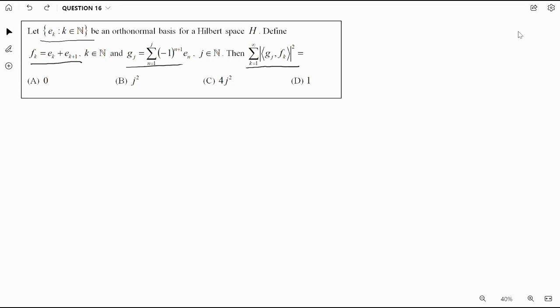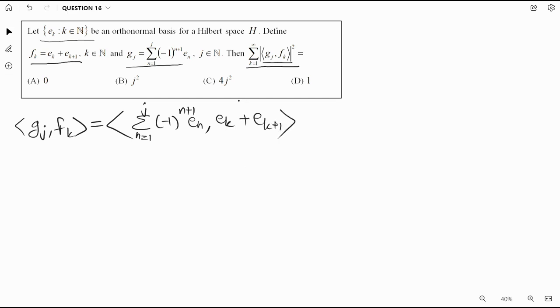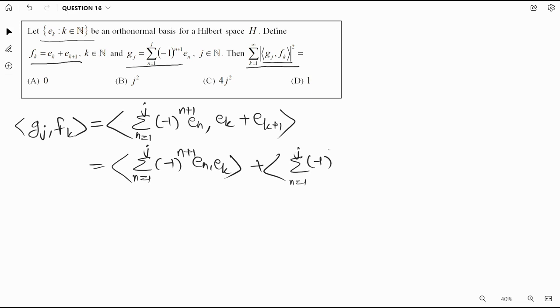Let's proceed to the solution. To find the value of this sum, let's first find the value of this inner product. So the inner product of gj, fk is equal to, what is gj? This is the summation, n runs from 1 to j, of (-1)^(n+1) en, comma fk, which is e_{k+1}. Now since the inner product is linear, we can write this as the summation, n runs from 1 to j, of (-1)^(n+1) en comma ek, plus the summation, n runs from 1 to j, of (-1)^(n+1) en comma e_{k+1}.